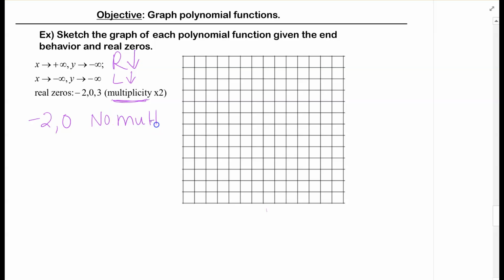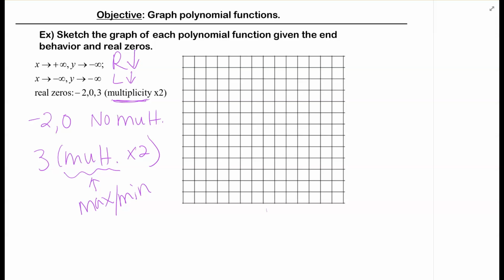And then 3 has a multiplicity of 2. So 3 is actually going to create a max or a minimum. Anytime you have this multiplicity, this is a max or min at that 0, okay?